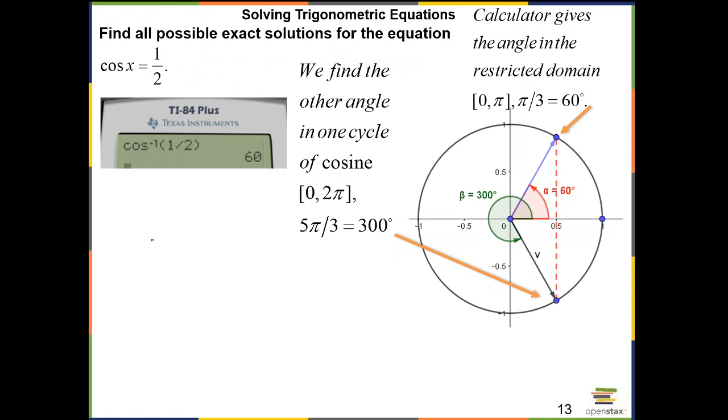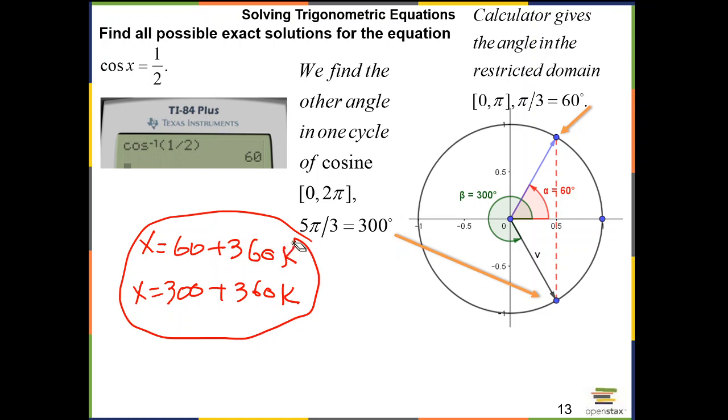Okay, now, so what we do again, we write what? x equals to 60 plus 360k, and then x equals to 300 plus 360k. These give all the solutions for this equation. If you want it in radian, you write x equals to pi over 3 plus 2 pi k, and x equals to 5 pi over 3, 5 times 60, 300, plus 2 pi k. And these give all the solutions in radian, and these give all the solutions in degrees.